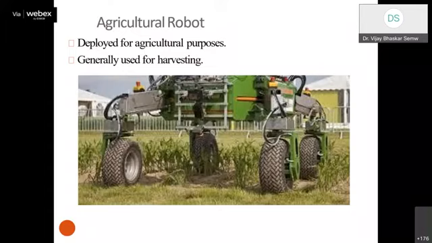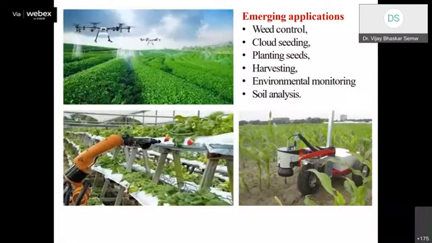They help us with harvesting and blowing, the things deployed for agriculture purposes and generally used for harvesting. So these are wheel robots. In agriculture, they are especially used, and these are the emerging applications in agriculture. This is in demand in India also as per Industry 4.0, and the government is investing too much in this domain.